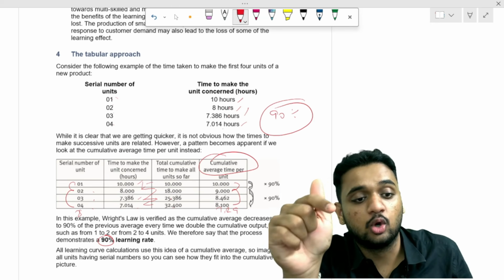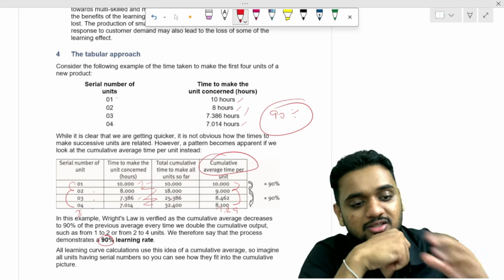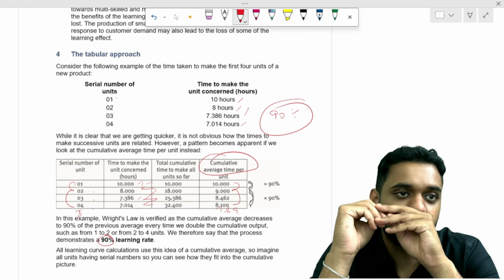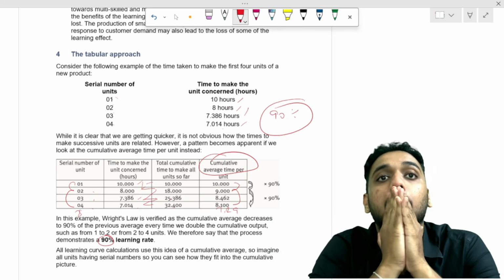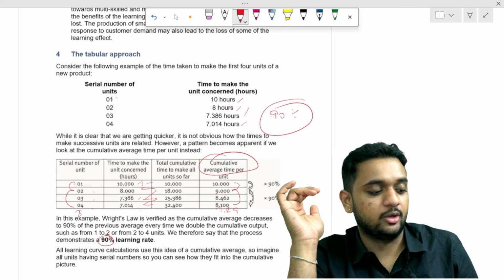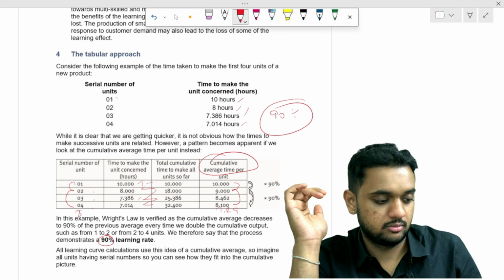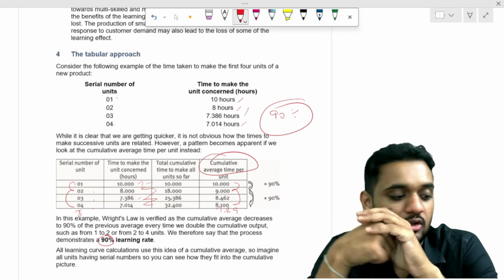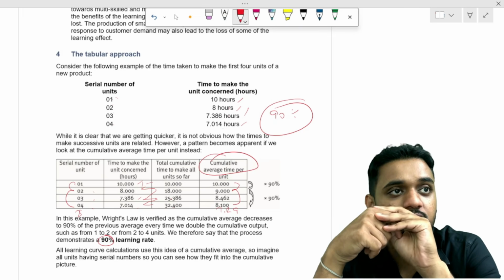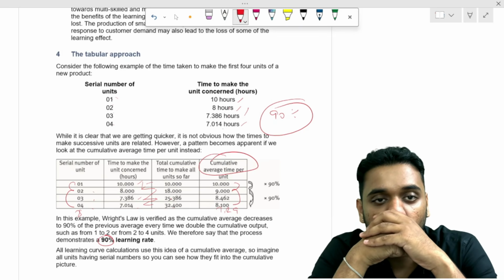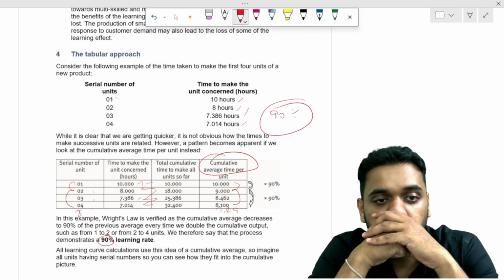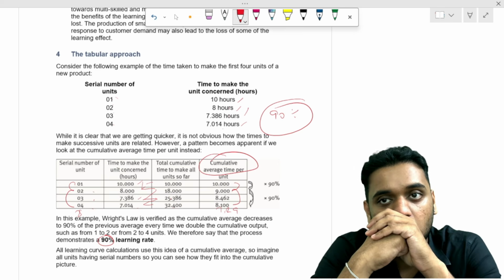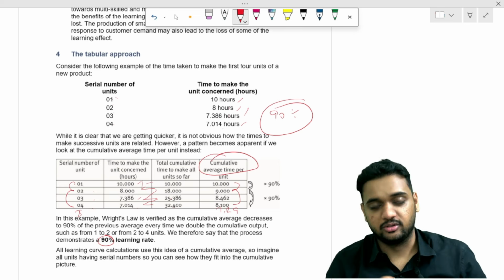Now tell me, what is the total time taken to produce 8 units? Total time taken to produce 8 units.